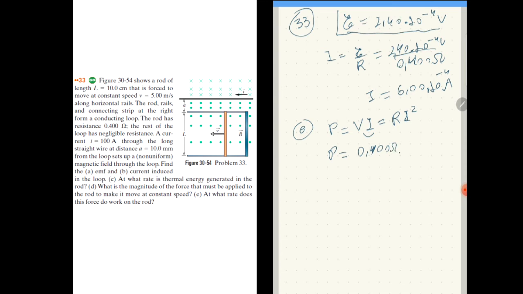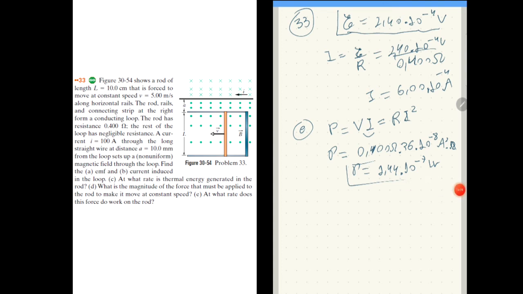This gets 36, 10 to the negative 8, and the unit here is ampere squared times ohm, and you get a power of 144 10 to the negative 7 watts. So this is the answer to letter C. And now we move on to letter D.